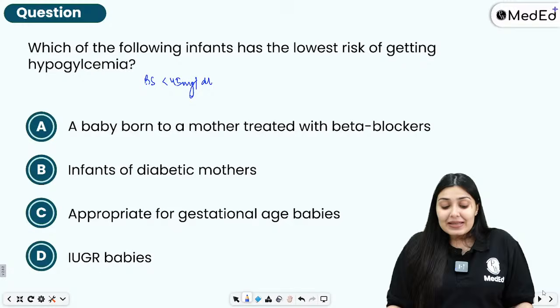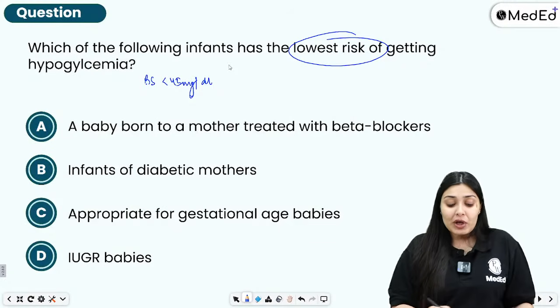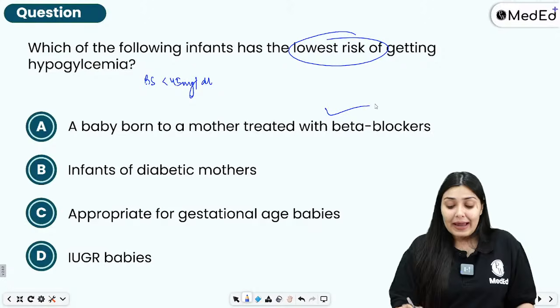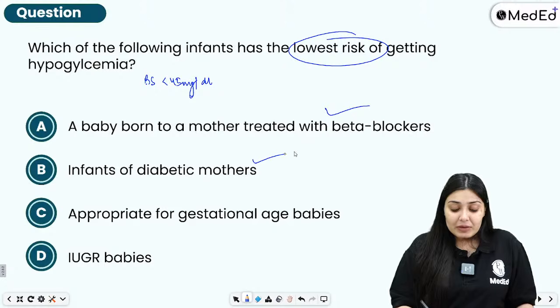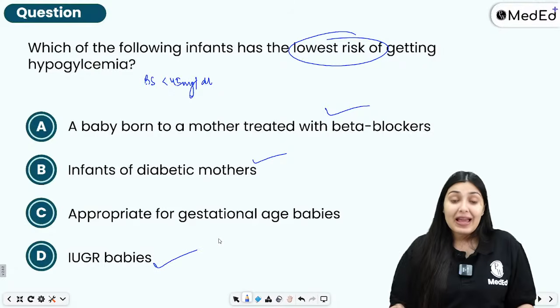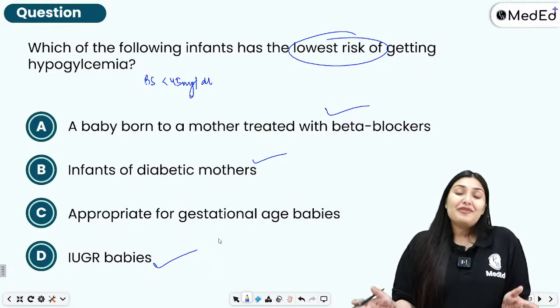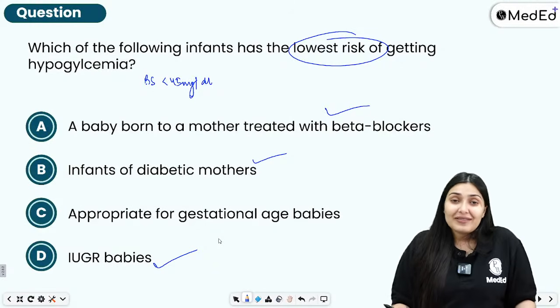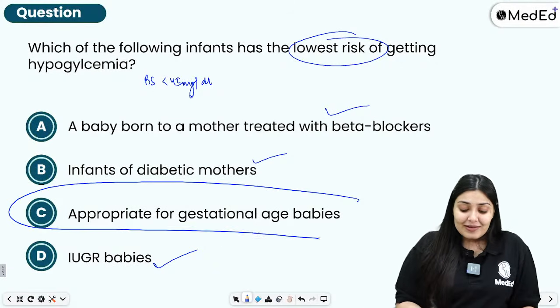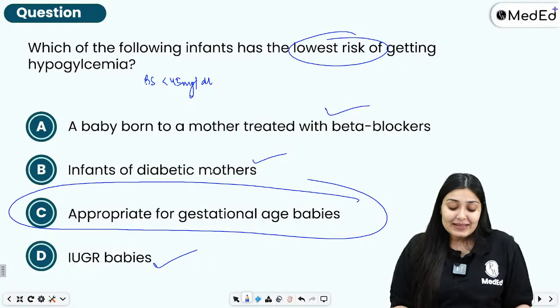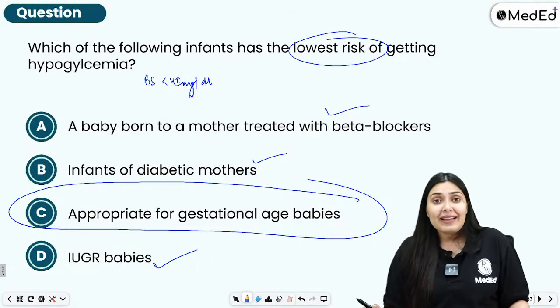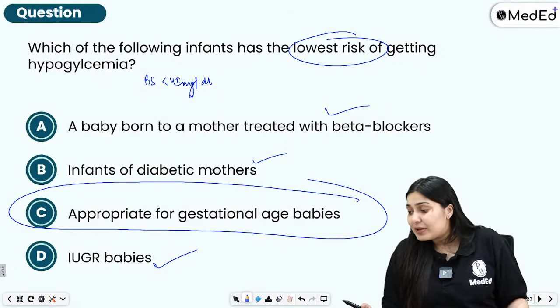Here the question was asking which of these has the lowest risk. So a baby born to a mother on beta blockers has a risk. Infant of diabetic mother has a risk. IUGR baby has a risk. And appropriate for gestational age baby does not have that risk. So the lowest risk for getting hypoglycemia is nothing but option C, that is appropriate for gestational age babies.